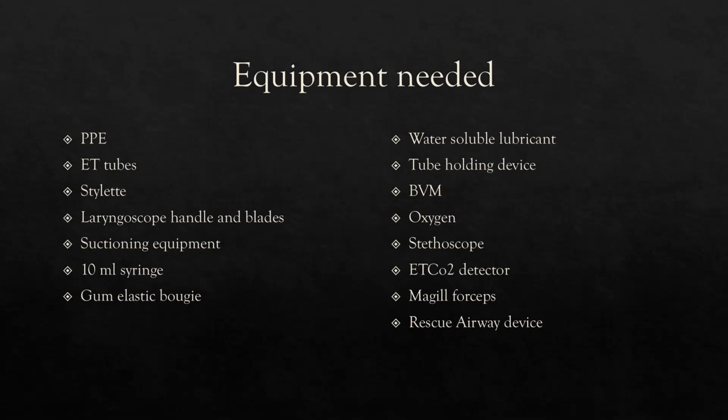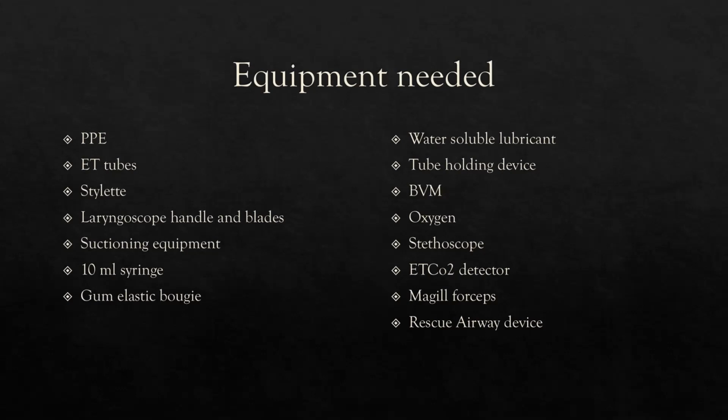Make sure you have a laryngoscope handle and blades. Make sure that the handle has good batteries in it. You've tested it. When you get your blades out, make sure they're white, bright, and non-flickering. Your suction equipment should be set up, turned on and running, and next to the patient. You should have a 10 milliliter syringe for each tube. You should have a gum elastic bougie. Water soluble lubricant, there should already be pre-lubed on those ET tubes.